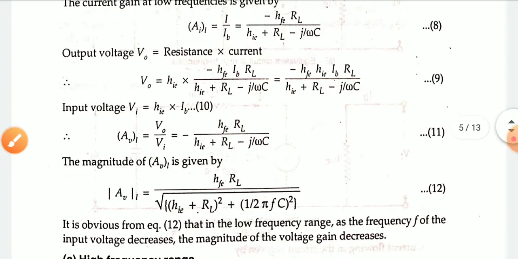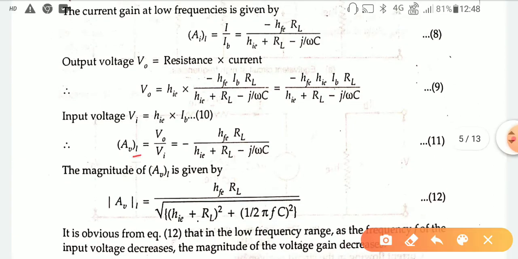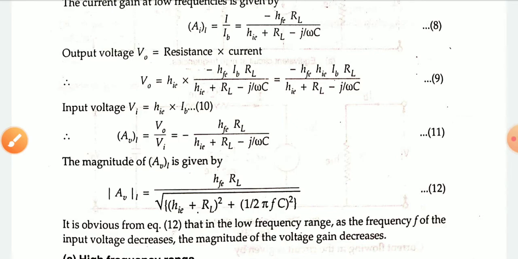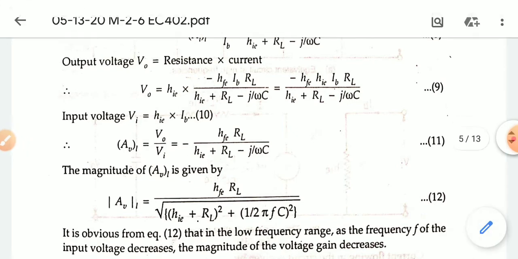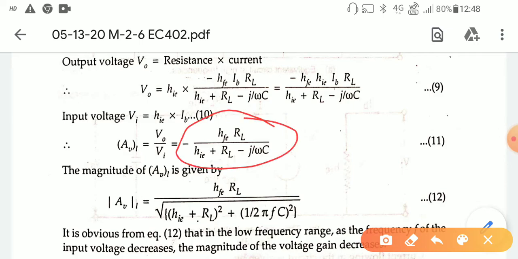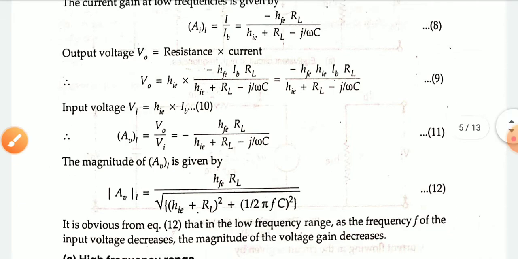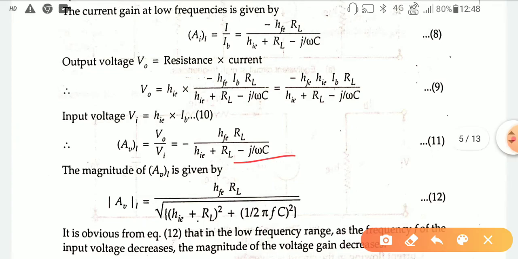For the low frequency, the suffix L is defined for the low frequency region. Here also it defines the low frequency region. So AVL will be defined as output voltage by input voltage. Put the values and ultimately you get the voltage gain for the low frequency region, and that will be minus hfe RL by hi plus RL minus j by omega C.